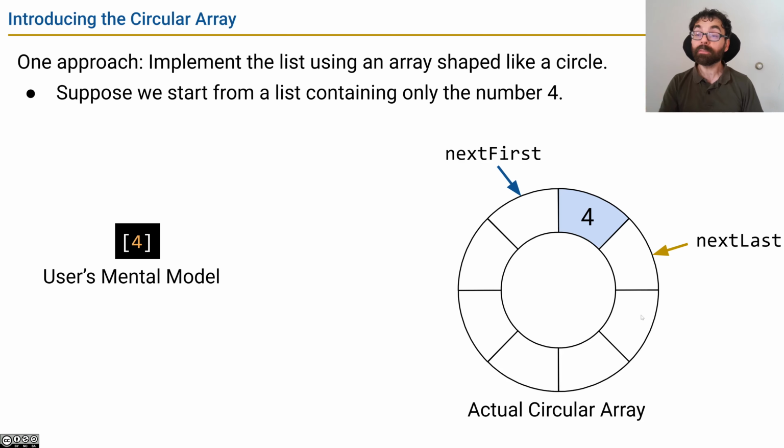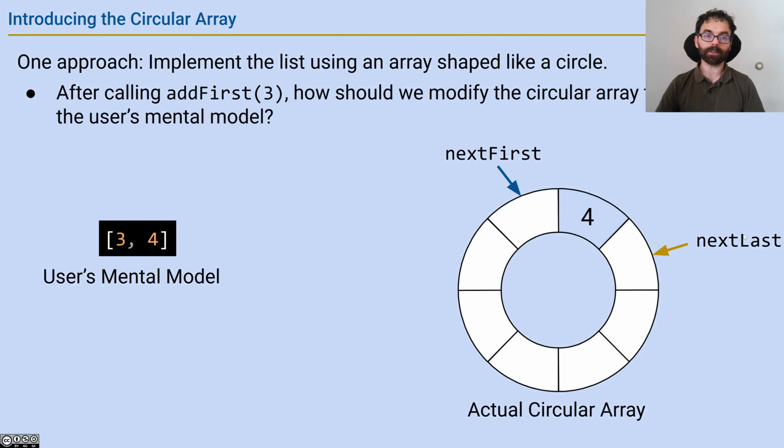Okay. So if we had an array shaped like a circle, one way it might work is like this. If the user has a list that has the number 4 in it, then in our array somewhere we have a 4, and then we have a next first pointer and a next last pointer that tell us where the next first and next last should go. So if I call add first, the user's mental model is that now there's a 3 at the front. So a question for you is, how would we modify this circular array to match the user's mental model? After all, that's what data structure implementation is all about. A user has a certain expectation. I need to meet that desire however I choose. So what do I do here given this setup?